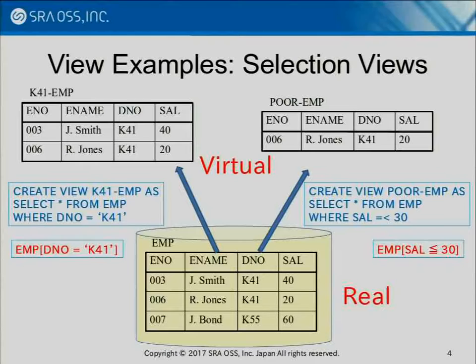This is a simple example of views. EMP is a relation representing employees. The fields are employee number, employee name, department number, and salary. K41 EMP and PUA EMP are views. This one is a view of employees whose department number is K41, and this view is of employees whose salary is lower than or equal to 30.